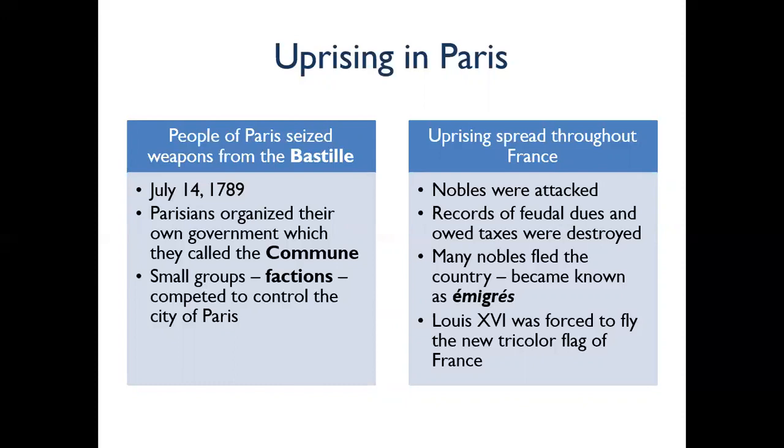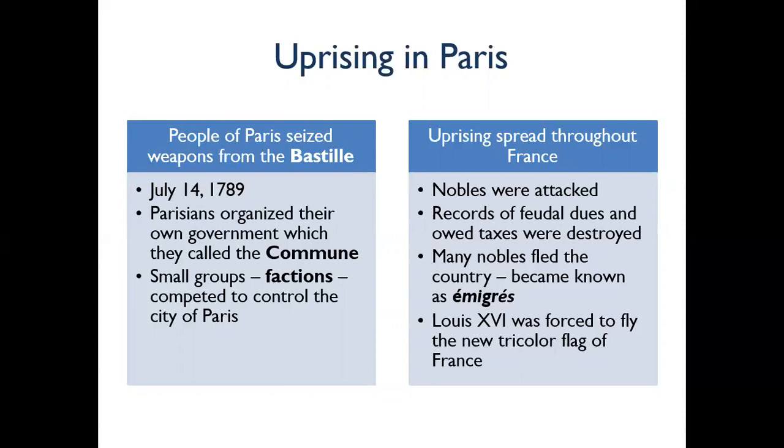Now, how did the uprising spread throughout France? The nobles were attacked, and second, the records of all the feudal dues and taxes, whatever records were there with the nobles and kings, were destroyed. Many nobles, when they saw that people were attacking them, fled the country, and they were known as the immigrants, those who have left the country.